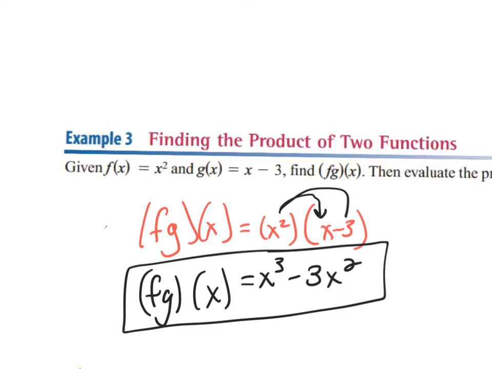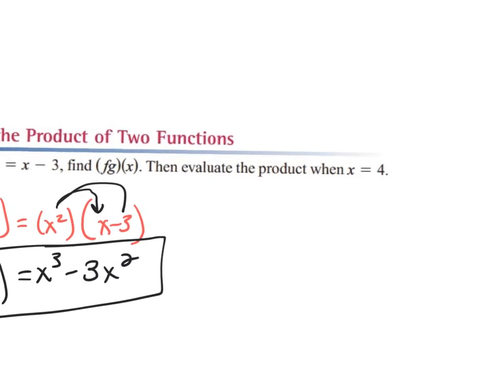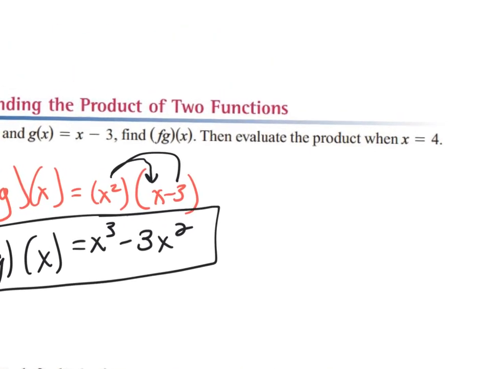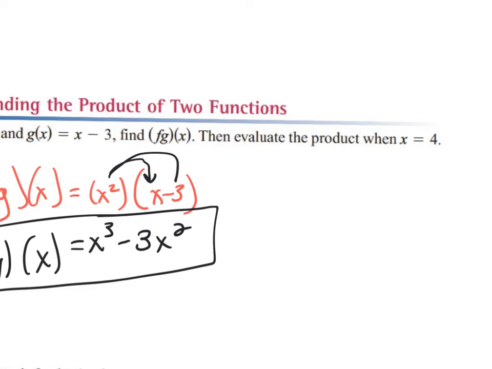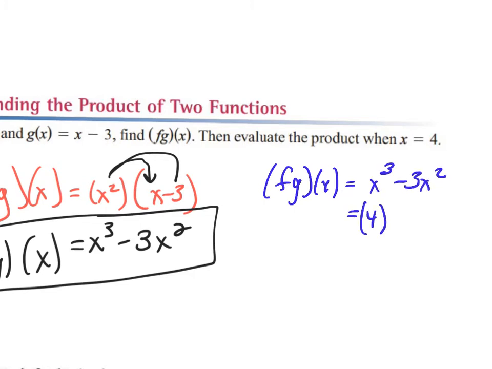Don't factor out what they have in common, then you get the original problem. Just leave it like it is. Now what do they want me to do? Evaluate where? Plug in 4. So they want me to evaluate this function, f times g of 4. So I have x cubed minus 3x squared. Well, I have 4 cubed minus 3 times 4 squared.